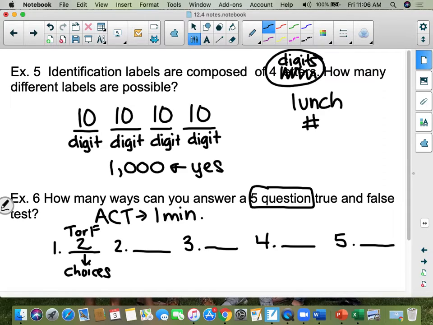2. How many choices for the second blank? 2. How many for the next one? 2. How many for the next one? And how many for the next one? What is 2 times 2 times 2 times 2 times 2? There are 32 different ways you could answer this 5-question true and false test.